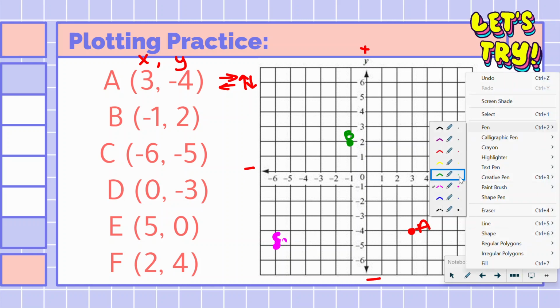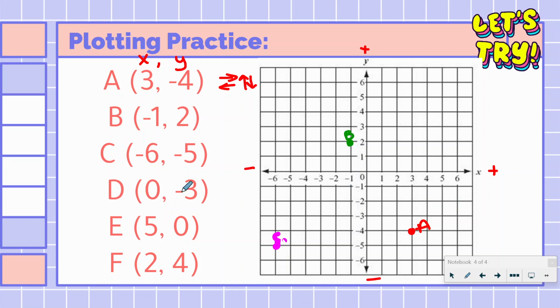The next one can be a bit tricky for students. 0, negative 3. So if x is 0, that means I am not moving on the x-axis. I don't move side to side. So if I'm not moving side to side, then the only thing I have left is up or down. If it's a negative 3, I'd move down 3.